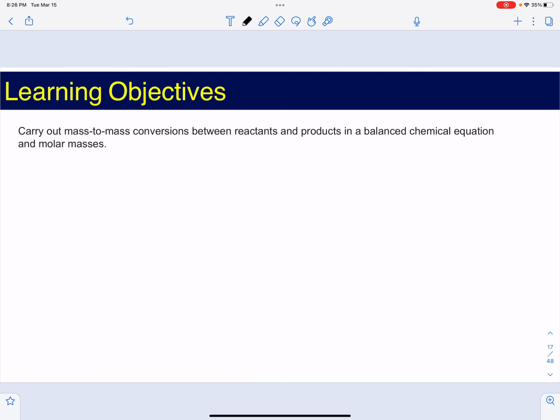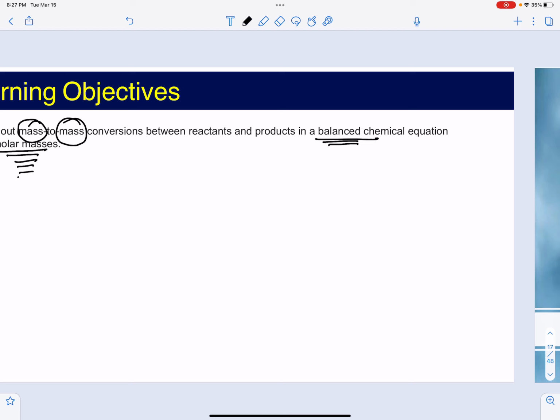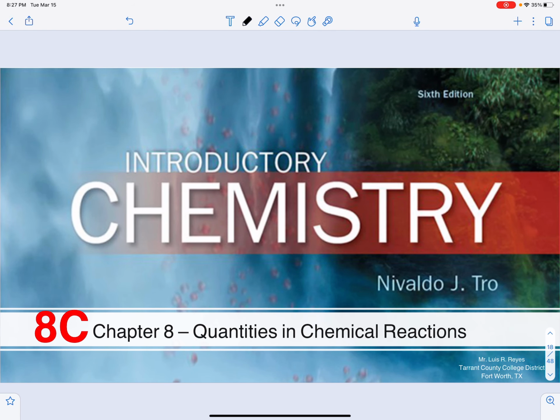And with that, you should have enough practice and a deeper understanding of how to go from mass of one compound to mass of another compound, using the molar masses to change it to moles, and using a balanced equation to use the mole to mole ratio once you find the moles. And with that, we finish this section. When you come back, we're going to start talking about limiting reactant, theoretical yield, and percent yield. So see you soon.